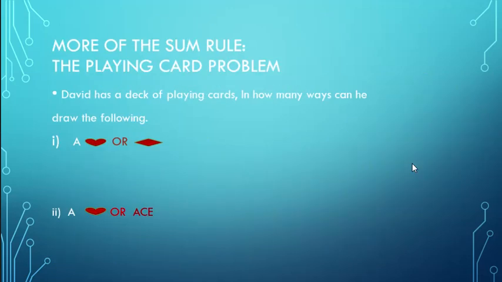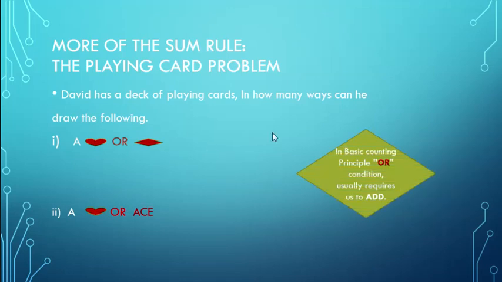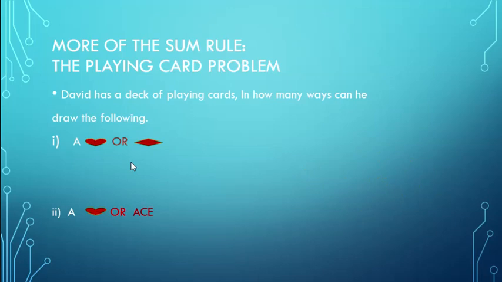Now let's discuss more of the sum rule. The playing card problem. David has a deck of playing cards. In how many ways can he draw the following? A heart or a diamond. Let's not forget the basic counting principle for the or condition, which usually requires us to add. Therefore, since we have 13 hearts and 13 diamonds in a deck of playing cards, there are 13 plus 13 equals 26 ways to draw a heart or a diamond.